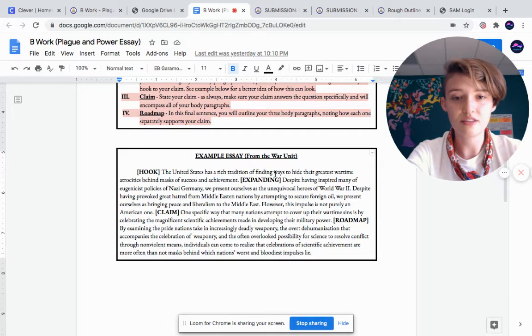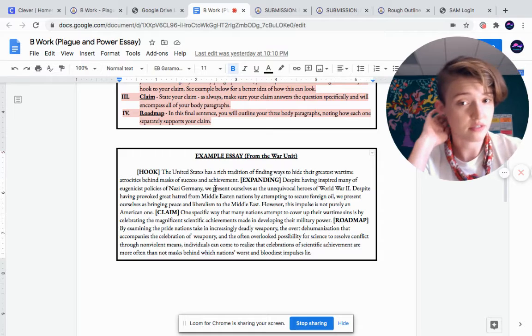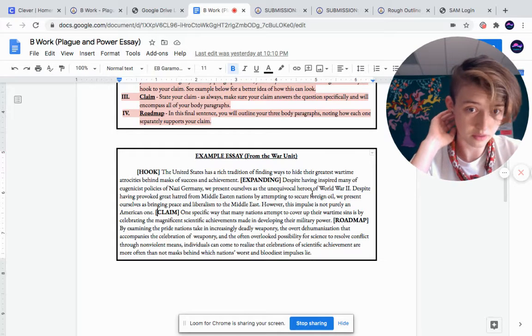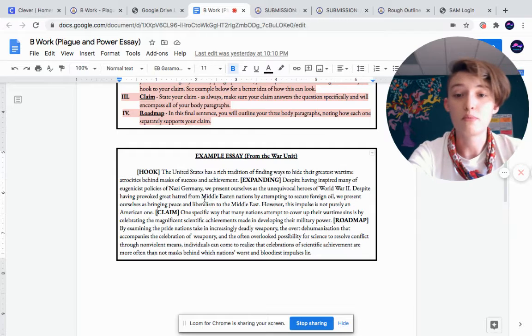The United States has a rich tradition of finding ways to hide their greatest wartime atrocities behind masks of success and achievement. Despite having inspired many of the eugenicist policies of Nazi Germany, we present ourselves as the unequivocal heroes of World War II. Despite having provoked great hatred from Middle Eastern nations by attempting to secure foreign oil, we present ourselves as bringing peace and liberalism to the Middle East. However, this impulse is not purely an American one. One specific way that many nations attempt to cover up their wartime sins is by celebrating the magnificent scientific achievements made in developing military power.